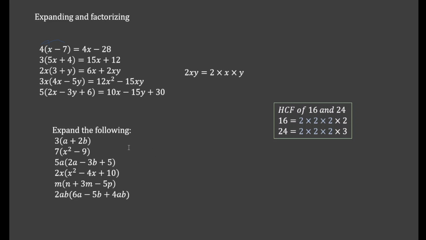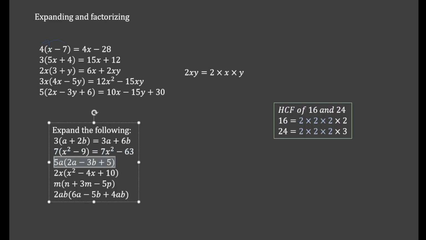All right, so let's jump into these. The first ones were fairly easy because they kind of warm you up. So 3 times a plus 2b gives me 3a. We multiply 3 by a, and 3 by 2b gives plus 6b. Then we have 7 times x squared minus 9. So 7 times x squared is 7x squared, and 7 times minus 9 is minus 63. Fair enough.